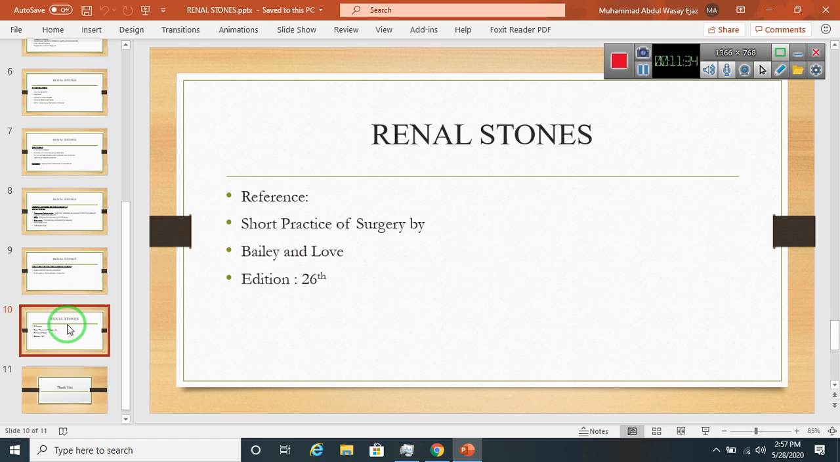Reference is Short Practice of Surgery by Bailey and Love, 26th edition.